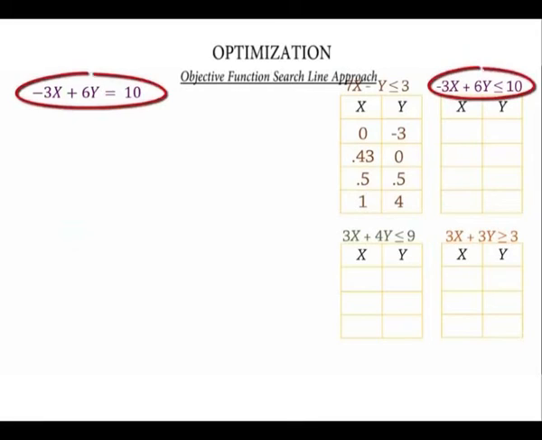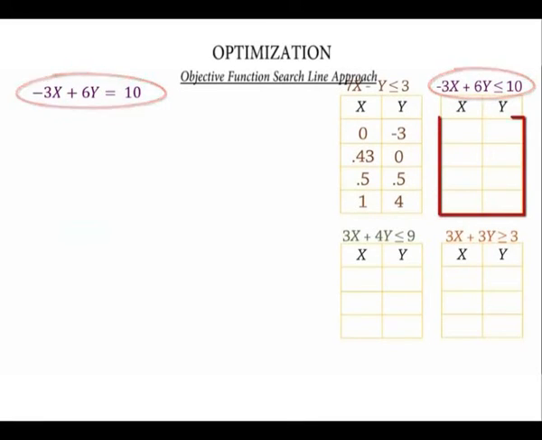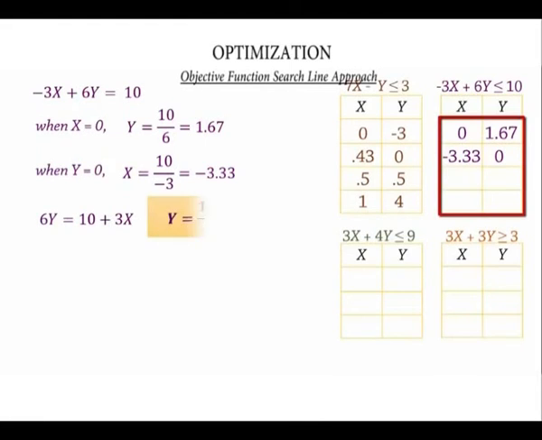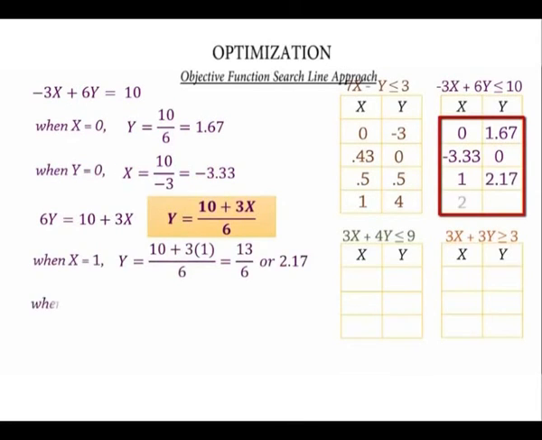For the second constraint, we have minus 3x plus 6y is equal to 10. When x is 0, y is 1.67, and when y is 0, x is minus 3.33. Again, the points will be difficult to locate on the graph paper. Rewriting the equation, we have 6y is equal to 10 plus 3x. So y is equal to (10 plus 3x) over 6. When x is 1, y will be 2.17. When x is 2, y will be 2.67. So it looks like we can't get whole numbers for this one. So let's be happy with that.